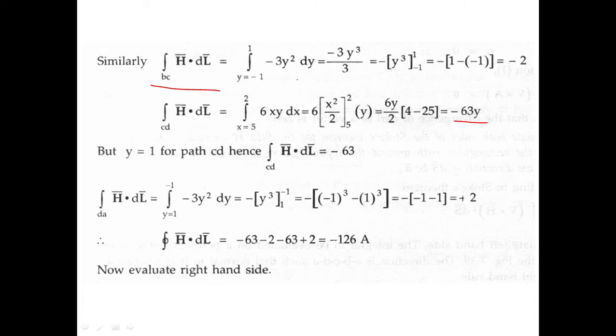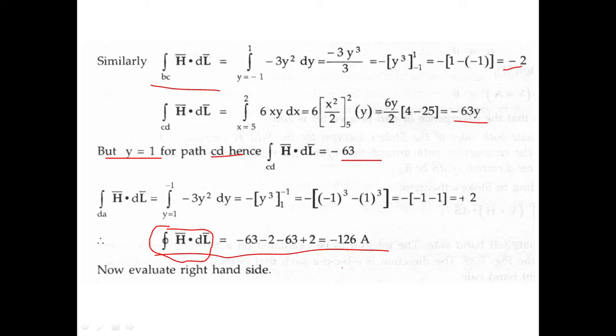Now this is for c to d. This is the answer you get here. But y is equal to 1 for c to d, so you'll get minus 63. When you solve all these, you will get the answer to be minus 126 amperes. This is for the LHS of Stokes theorem.